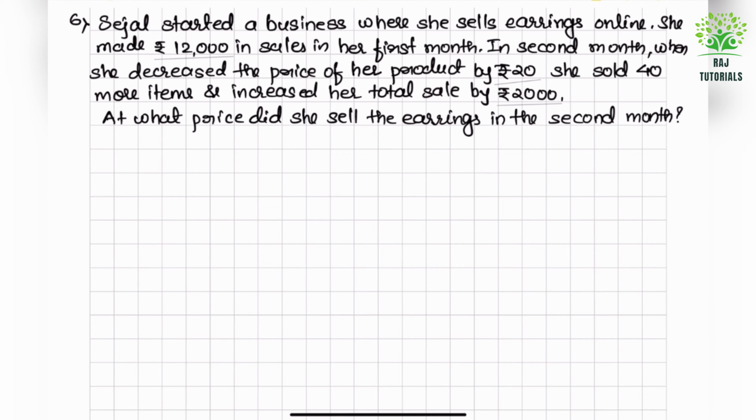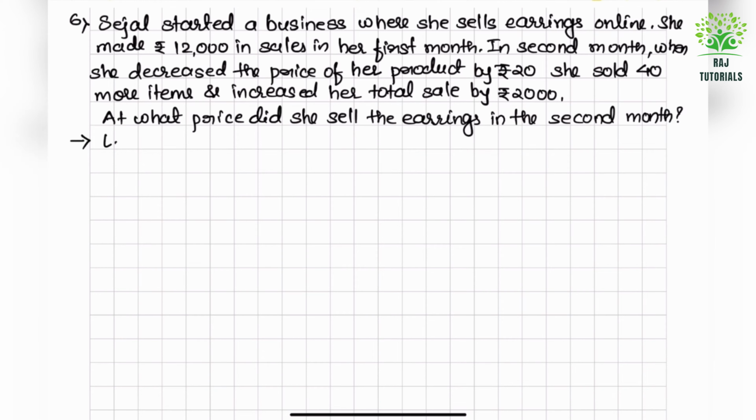Sejal started a business where she sells earrings online. She made rupees 12,000 in sales in her first month. In the second month, when she decreased the price of her products by rupees 20, she sold 40 more items and increased her total sale by rupees 2,000. At what price did she sell the earrings in the second month?